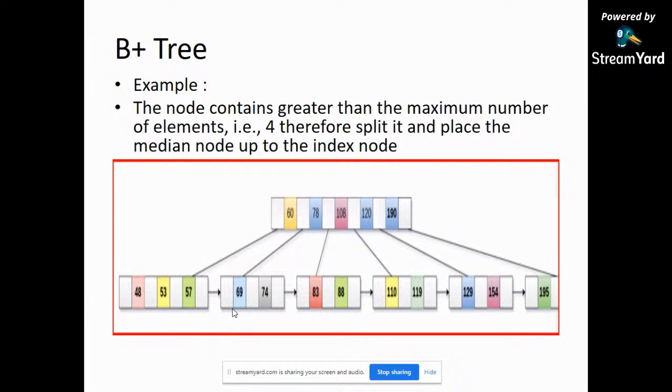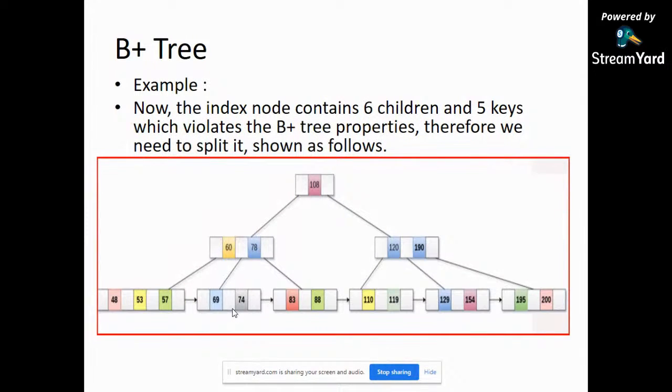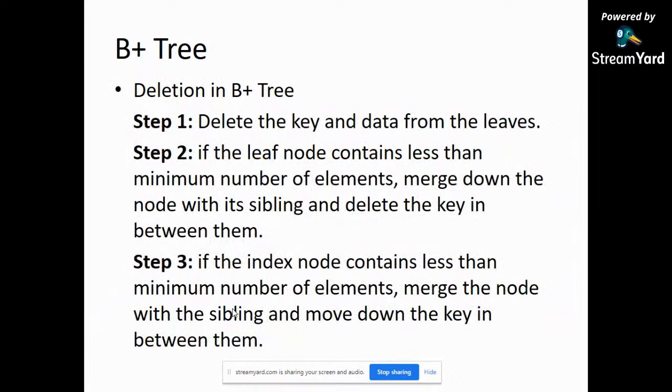So we have to find out the median. Median is 108. 108 will become the root node, and again we'll divide this node into two. One is 60, 78, 120 and 190. So here you can see, 108 will go up, 60, 78, 120 and 190. So in this way, insertion is done in B plus tree.